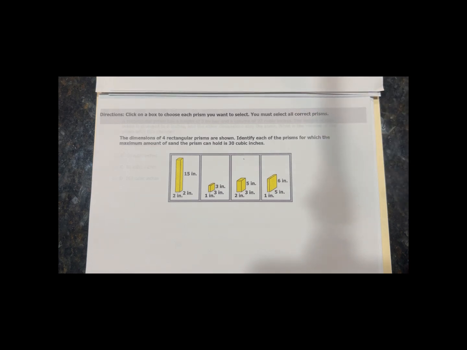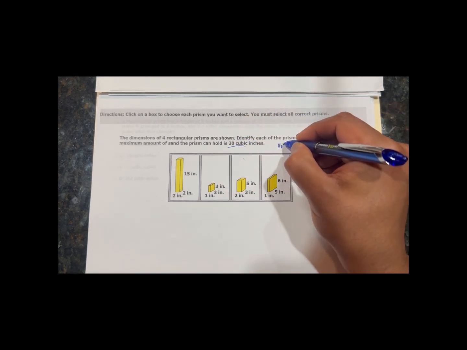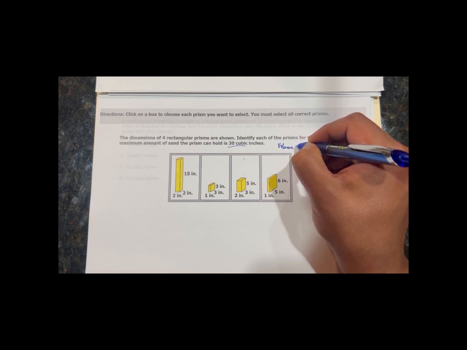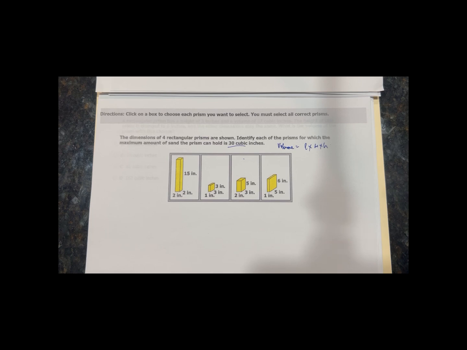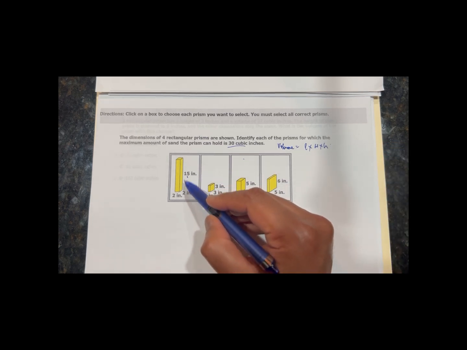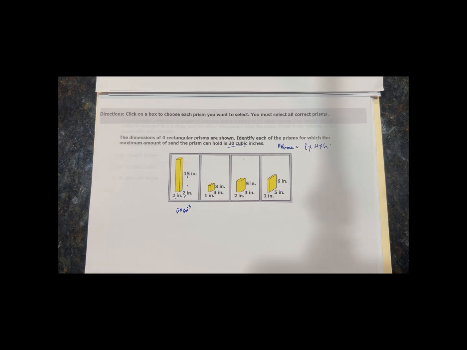The dimensions of four rectangular prisms are shown. Identify each of these prisms for which the maximum amount of sand the prism can hold is 30 cubic inches. So what they're asking you to do is to calculate the volume. The volume is nothing but length times width times height. So you basically say 15 times 2, 30 times 2 is 60 cubic inches. Inch cube, you can write it that way, or cu in as well.